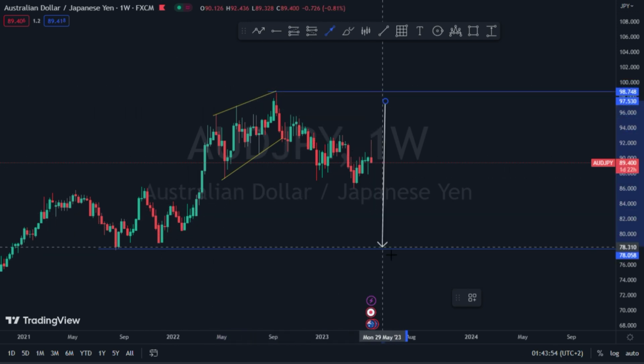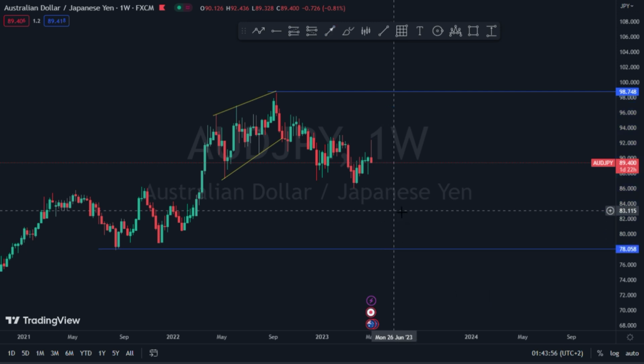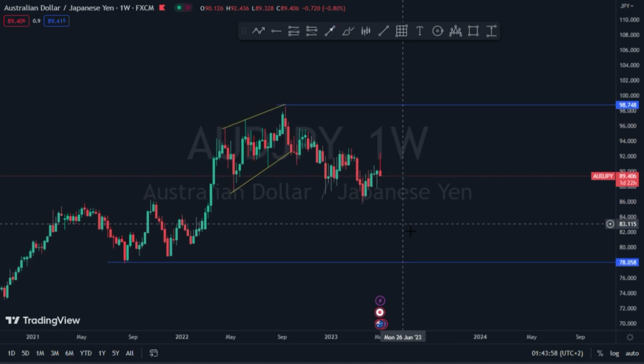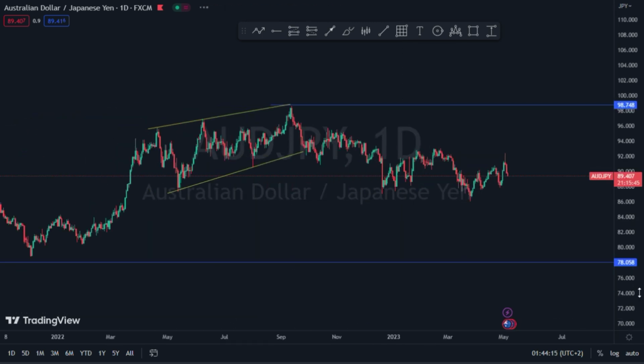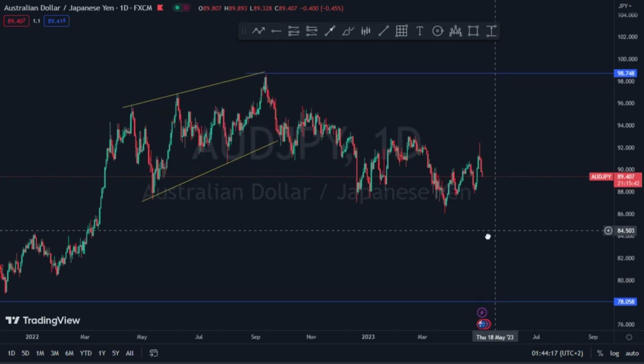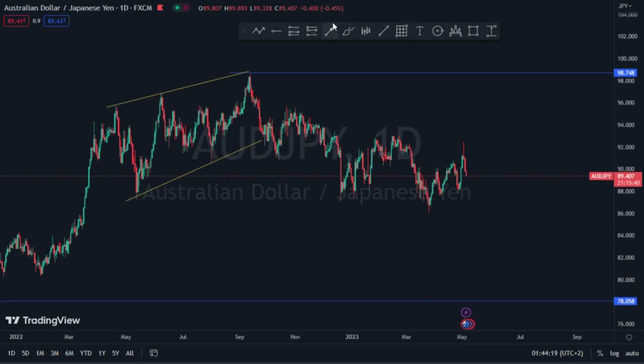So what I want to do right now is to move on to the lower time frame, the lower time frame than the weekly time frame, which is going to be the daily in this case. So when I get onto this daily time frame, what I want to focus much more on is what happened after the breakout of this overall structure right here.